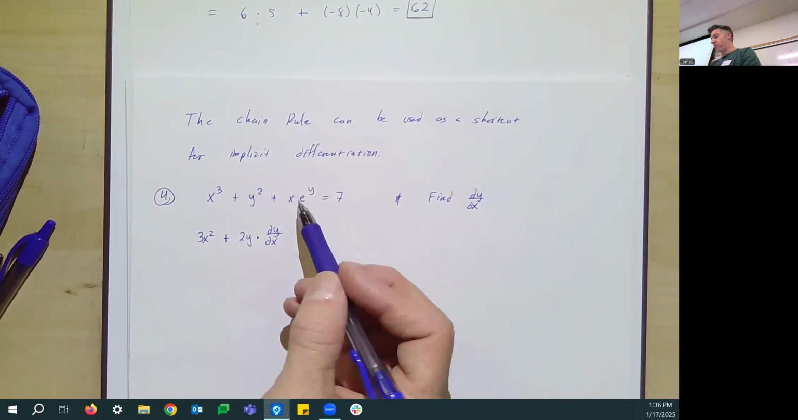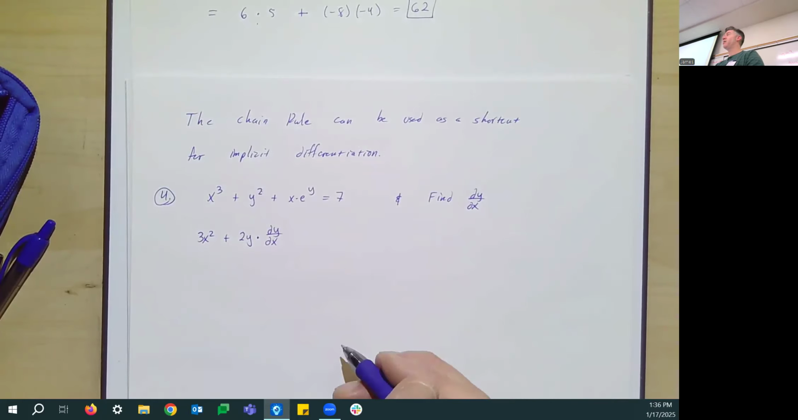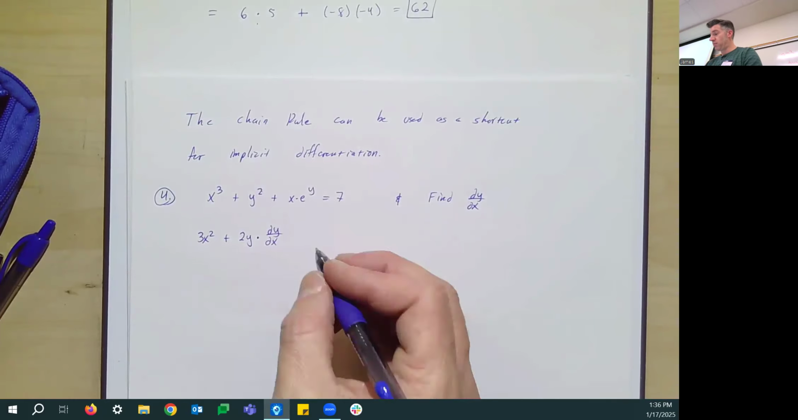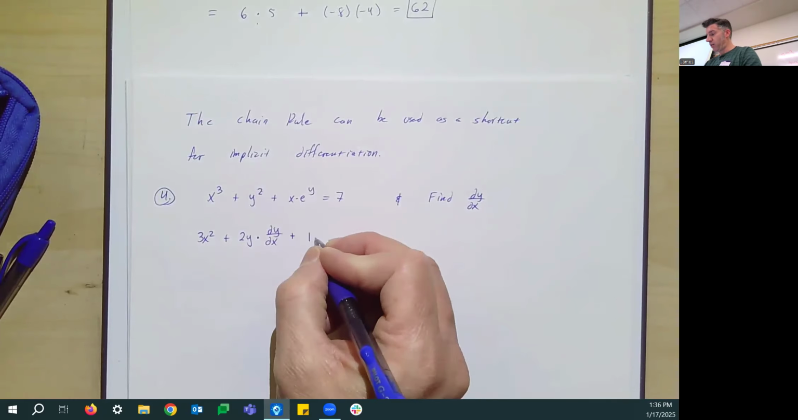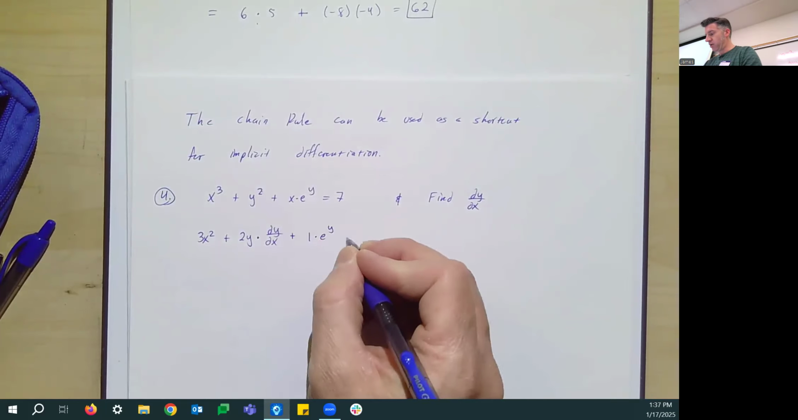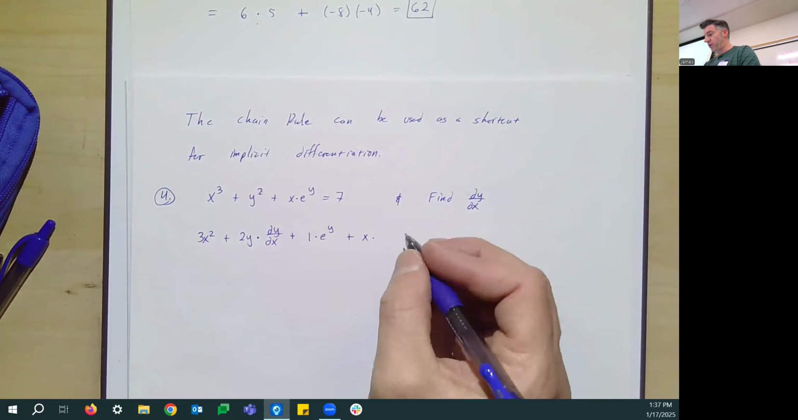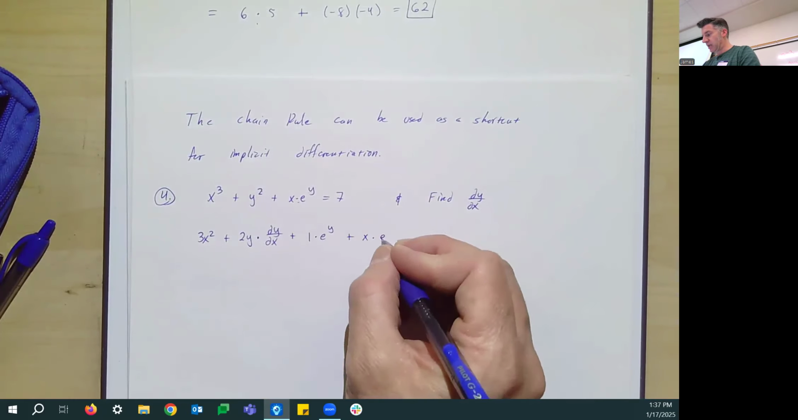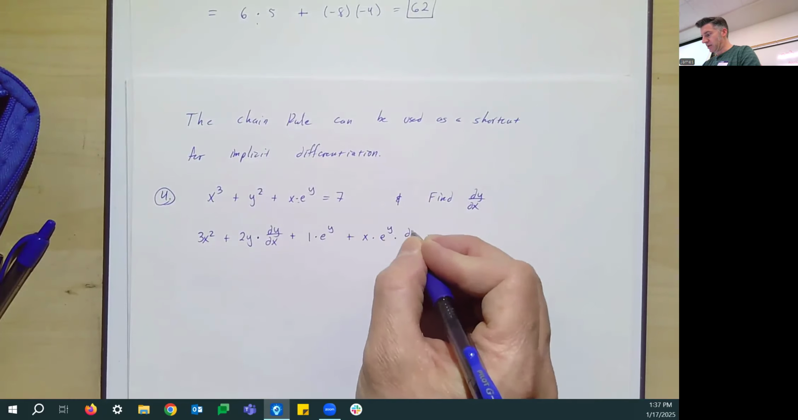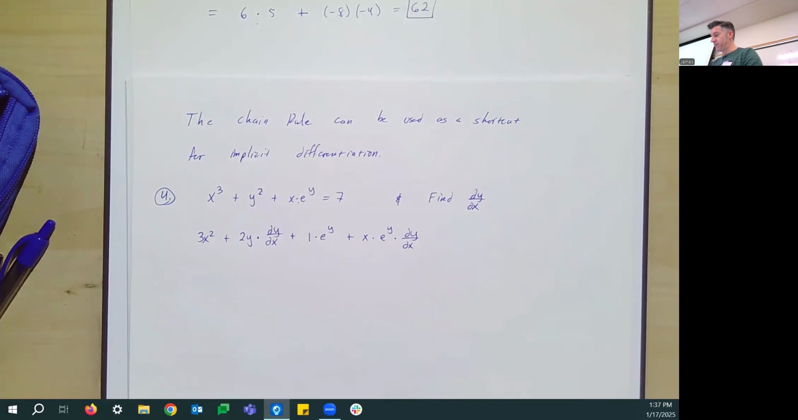And then for the derivative of x multiplied by e to the y, we have to use the product rule. The derivative of x is 1. We leave e to the y alone. We switch it up. We leave x alone. The derivative of e to the y, well, the derivative of e to the stuff is e to the stuff times the derivative of the stuff.